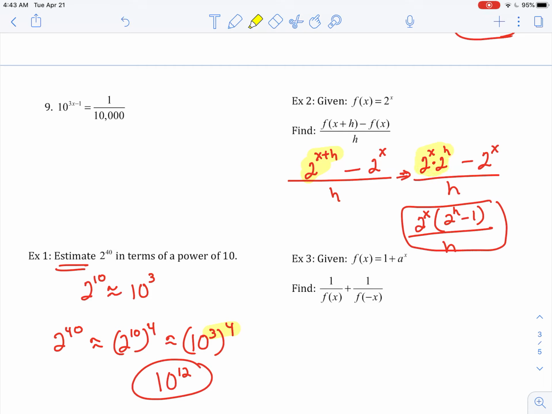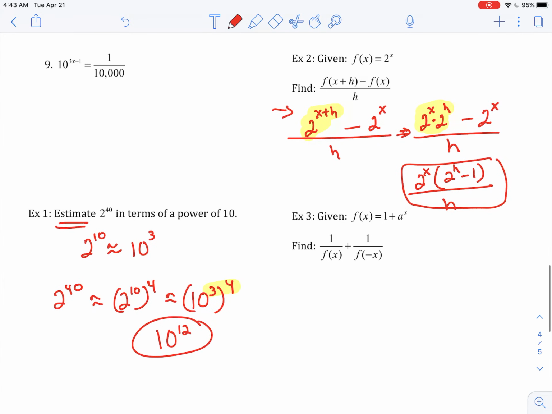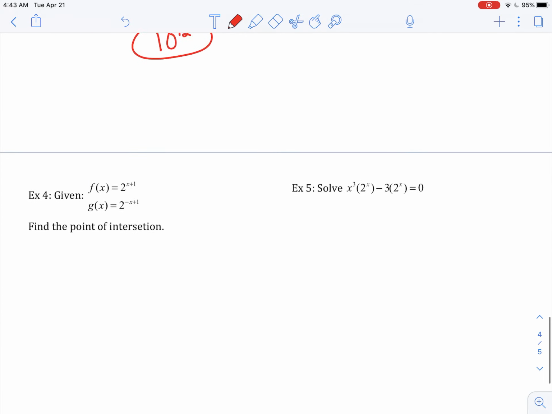Nothing cancels, but just be aware that this 2 to the x times 2 to the h is the same thing as this 2 to the x plus h. And that idea could come in handy as we move on to future problems in future sections. I'm going to leave number 3 for you to try and just simplify that one. When you simplify, you should get 1. And I will let you try that on your own.